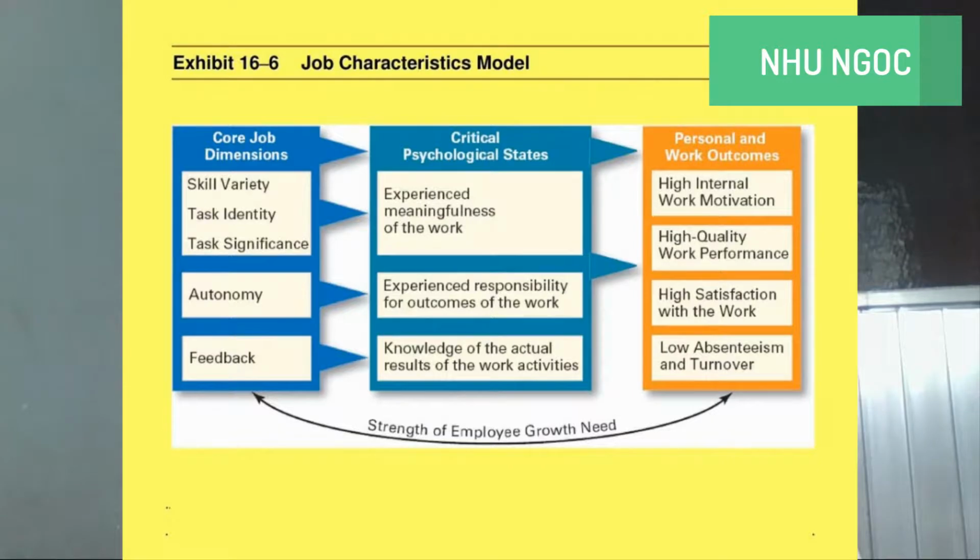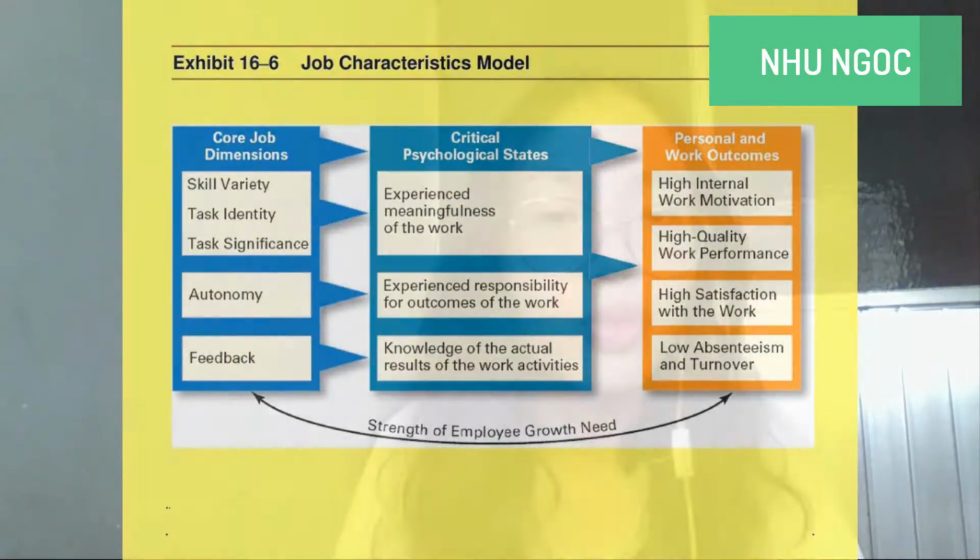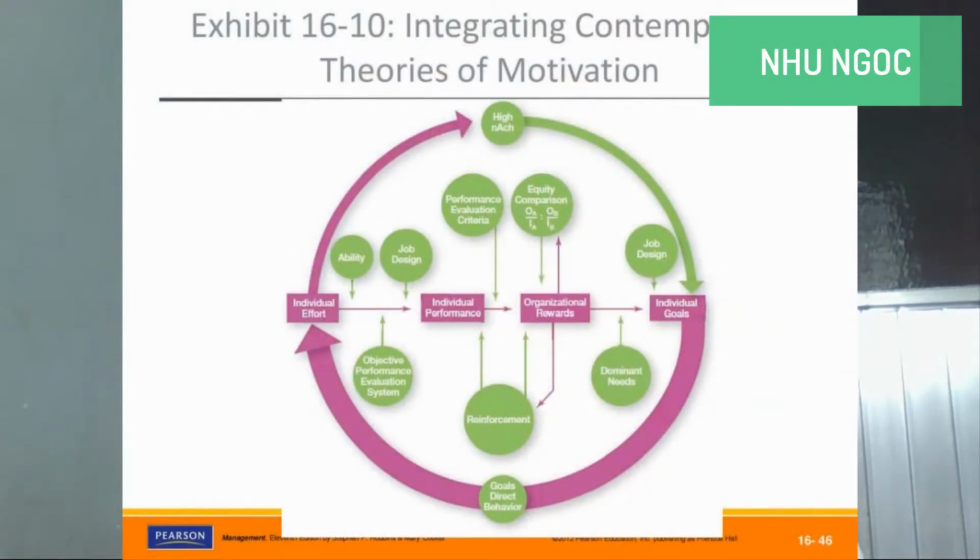Notice how the first 3 dimensions, skill variety, task identity, and task significance, combine to create meaningful work. Exhibit 16.9 presents a model that integrates much of what we know about motivation. Its basic foundation is the expectancy model. Designing an appropriate reward program includes open book management, employee recognition programs, and pay for performance programs.